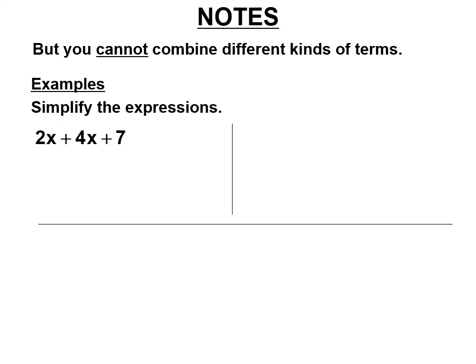All right, now, they have to be the same type to be combined. If they're not the same type, you leave them alone. So in this, if you're asked to simplify this, it's 6x plus 7. Stop. All right? And let's understand why that is. If I tell you you have 2 apples and 4 apples and $7, you have 6 apples and $7. You don't have 13 anything, right?